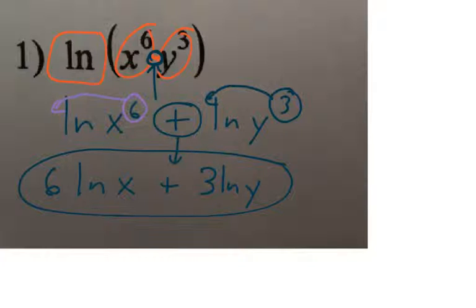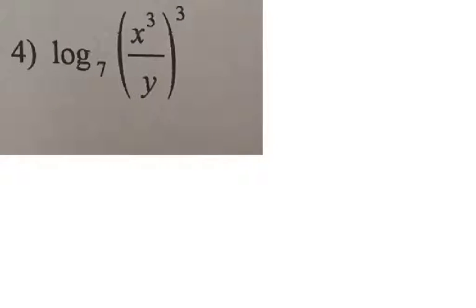So when we're multiplying, it becomes add. When it's a power, it becomes a multiply. Let's try it again. Look at number 4 right here. This one's a log base 7, so don't let that 7 scare you. Our problem's basically going to be log base 7.